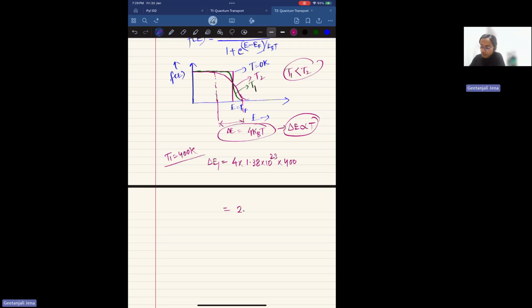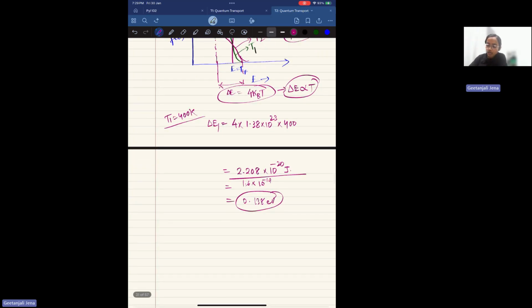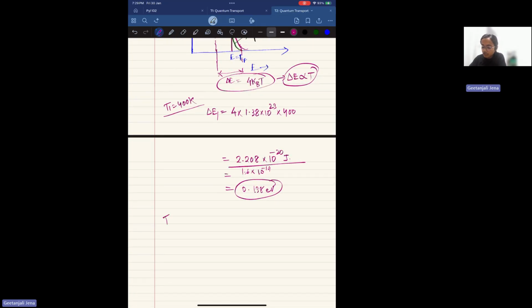So this will be 2.208 times 10 to the power minus 20 joule. Or in terms of electron volt, we can just divide this by 1.6 times 10 to the power minus 19. So this will come out as 0.138 electron volt. Only the particles within this range around the Fermi level will participate in the transport. Now, when we increase it further, T2 is 600 Kelvin.